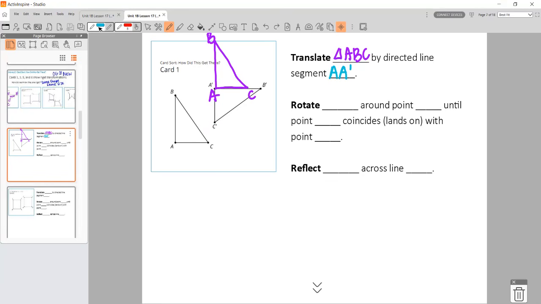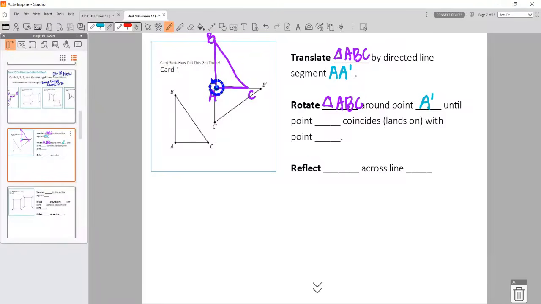So this is now going to require us to rotate. So now we're going to rotate triangle ABC. And now we're going to rotate around the point that we just got matched up. So these two are matched, so I don't want to move them apart from each other. So now point A prime is going to be our center of rotation, okay? So you're going to stick your pencil in that if you were using tracing paper.